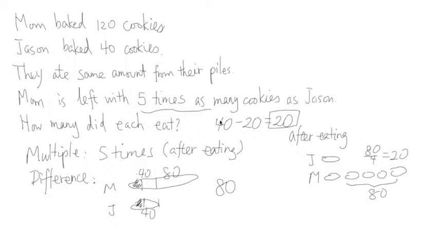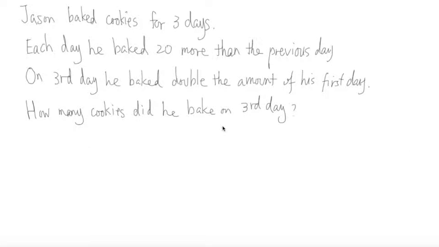Okay. Right? So let's do one more problem. In this last problem, Mom is no longer baking cookies, but Jason really loves cookies, so he is continuing baking cookies, and he does that for 3 days. And each day he baked 20 more than the previous day. And here we know that on the 3rd day he baked double the amount of his first day. And the question is, how many cookies did he bake on the 3rd day?